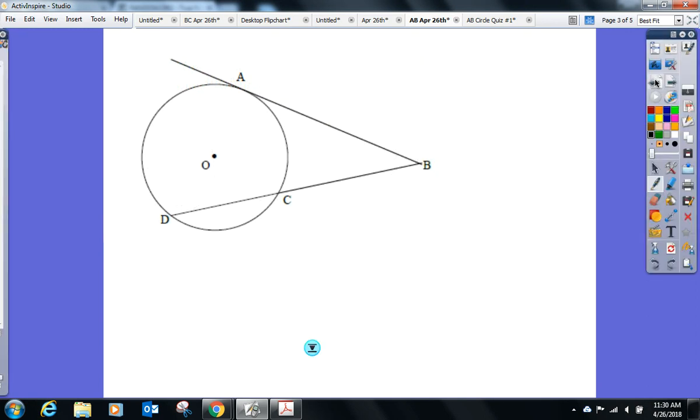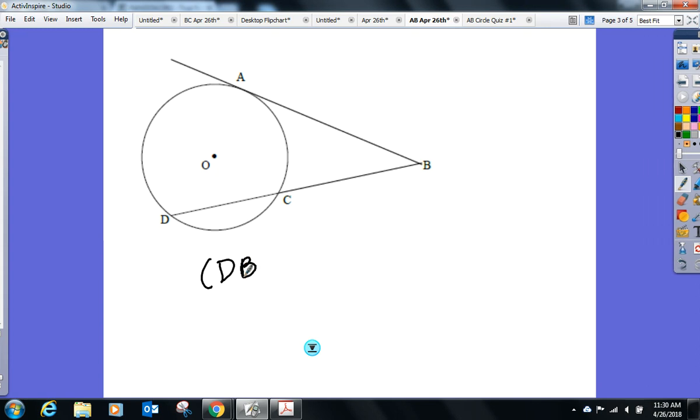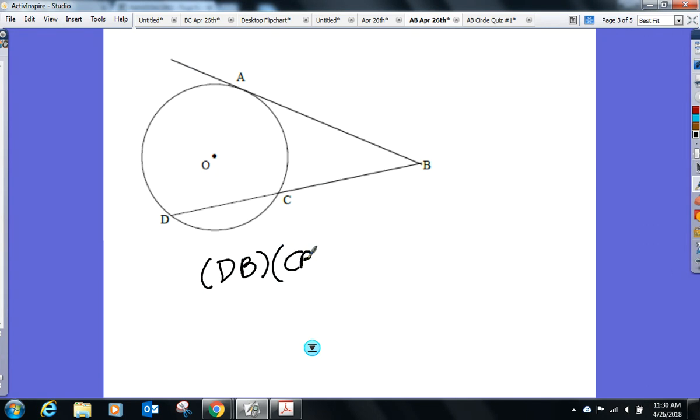Little fade. Okay, now I have a secant. Now I have a secant and a tangent. Doesn't matter. Whole times external. Give me the whole secant. DB times the external part, CB. Oh, let's see who's on their toes now. Let's go to the tangent.